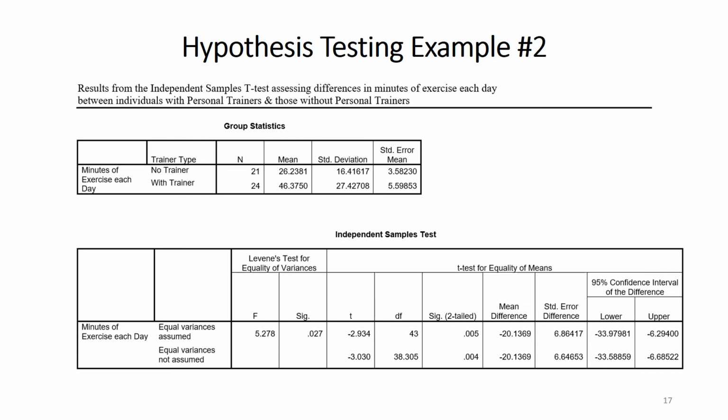So my t will be that negative 3.030. The degrees of freedom will be that 38.305. The sig, or the p-value for the t, will be that 0.004, etc. So we move on to the next slide.